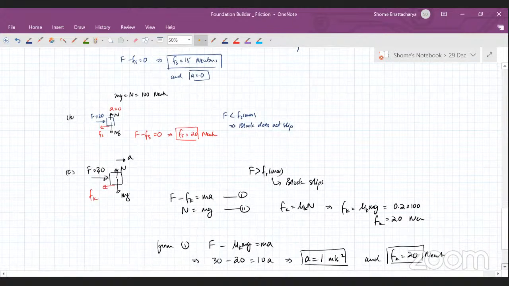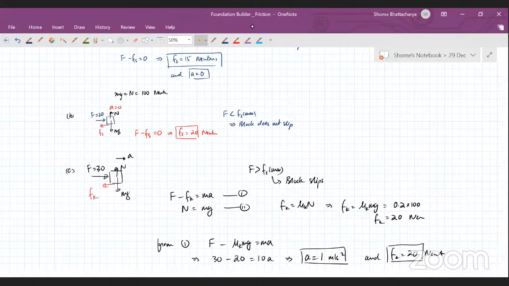The moment we apply a force more than the limiting friction, the slipping starts to occur. And when slipping starts to occur, the nature of friction changes from static friction to kinetic friction. So accordingly, the value of friction acting changes to mu k into normal reaction. It is not dependent on the coefficient of static friction anymore. Now it is dependent on the coefficient of kinetic friction.